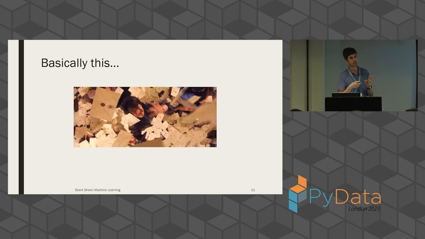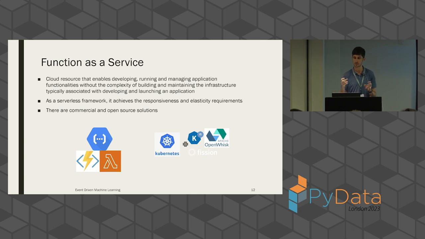Another very important piece of resource that we would use in an event-driven system is a function as a service, FaaS for short. So it's a cloud resource that basically decouples all of the infrastructure from the logic, right? If you're using a function as a service, you won't have to worry about load or latency or all of that, because all of that is being handled by whoever is providing that function. And I'll talk about how we can achieve that.